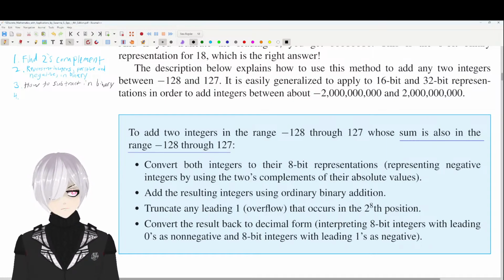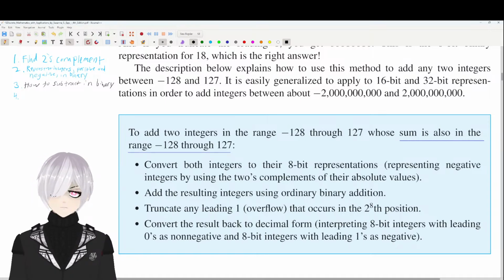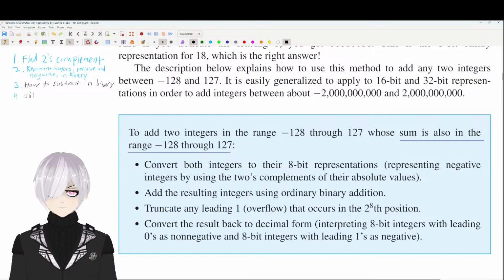So the procedure: we write the binary representations of both of the integers. If the integer is non-negative, the binary representation is just the usual binary representation. If the integer is negative, the binary representation is the two's complement of its absolute value. And then we add them as usual for numbers written in binary. Then if there happens to be a one in a ninth spot to the left, that's an overflow, and we get rid of it. And then put the results back into decimal form.